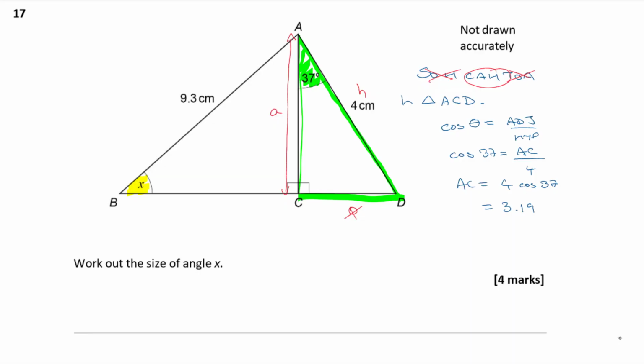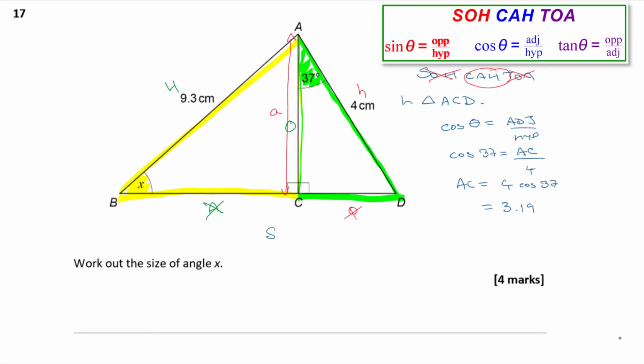Right, now I know what AC is, I can move on to the second triangle, which is triangle ABC, where I now know the opposite. In this triangle, this one is the opposite, I've got the hypotenuse, and down here I've got the adjacent. This time it's the adjacent that I'm not interested in. So, writing down SOHCAHTOA for a second time, SOHCAHTOA.